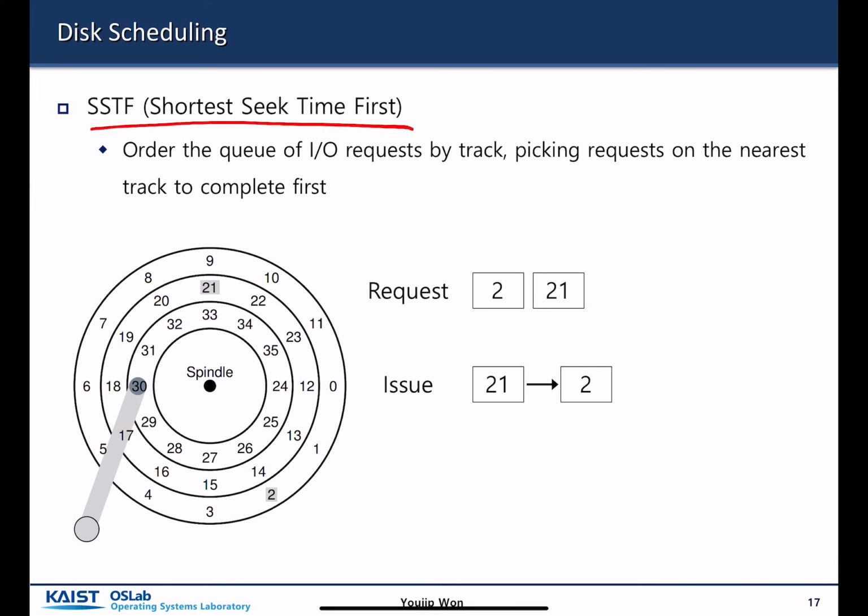Here, the current disk head is over sector 30, and there are two requests. One is for sector number 2, and the other is sector number 21. Even though the request for sector 2 arrived earlier than the request for sector 21, the shortest seek time first algorithm issues request 21 first and then sector number 2. So that is shortest seek time first.